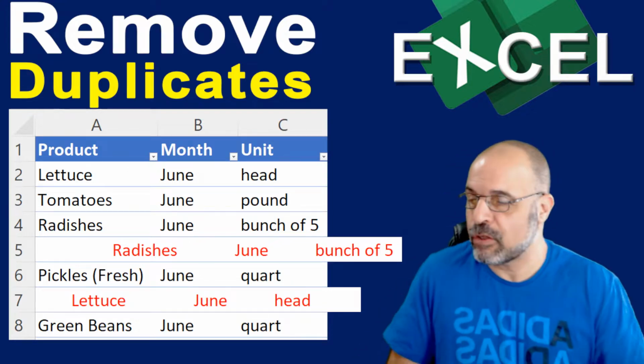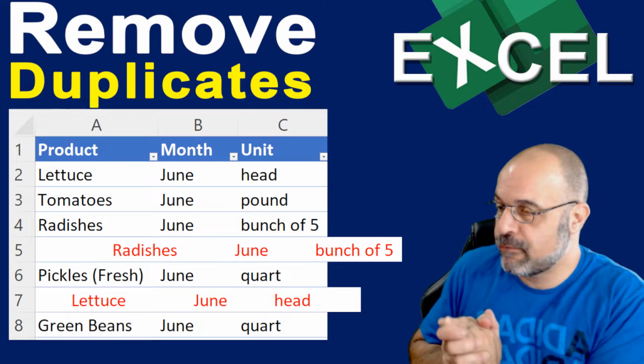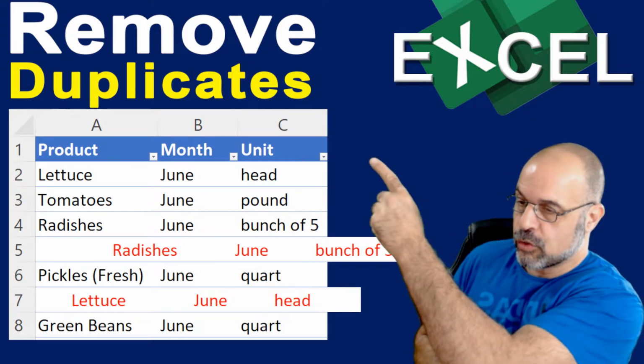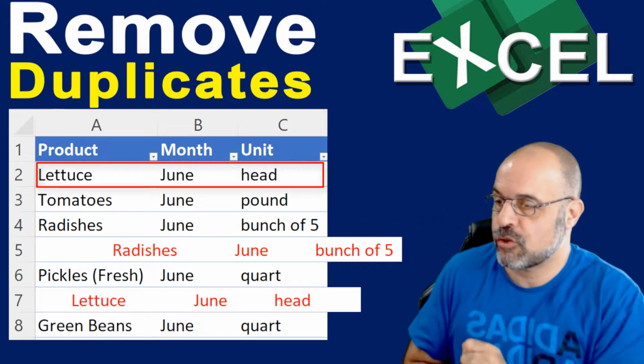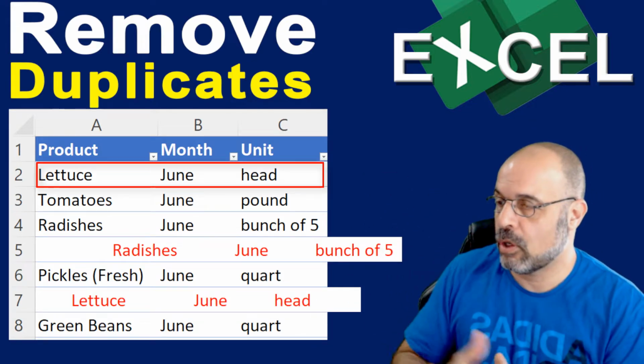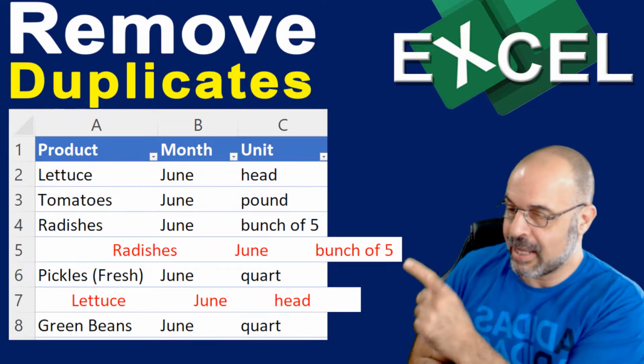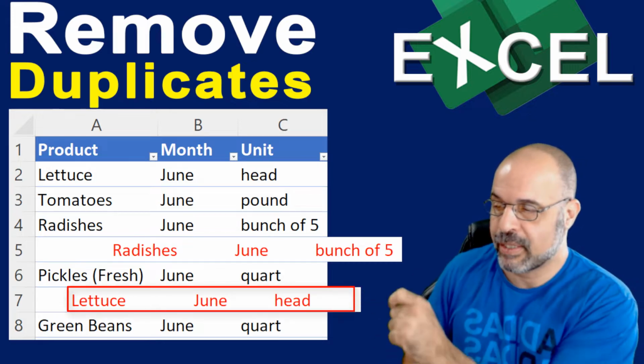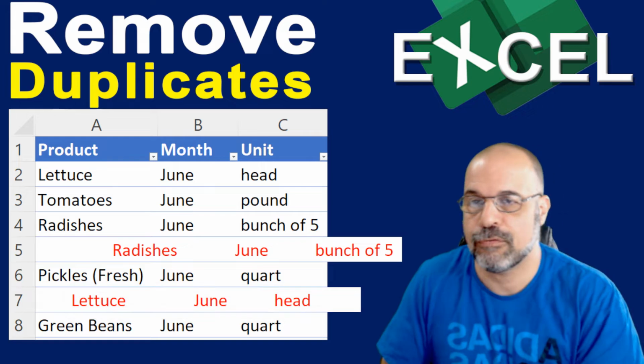Okay, so we're going to have a look at duplicates. I've got an example here for you. If we have a look at row number 2, right at the top here, it's lettuce, June, head for product, month and unit. And down here in red, we can see a duplicate of that entry, and that's one I'm just trying to remove from my spreadsheet.